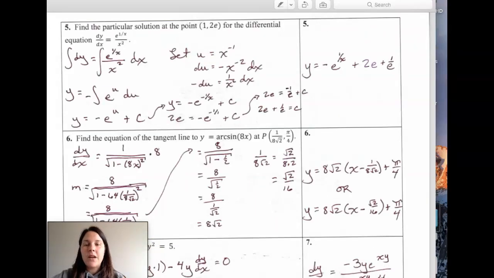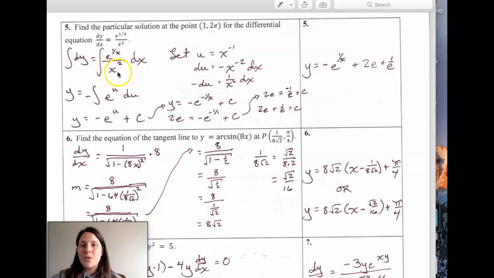All right, example 5, we're looking for a particular solution instead of a general solution. So we're given a point so that we can solve for c. Start by integrating, separating those variables again. This time, let u equal x to the negative 1, which is that exponent for e. You could rewrite that with a negative power instead, because when you take the derivative, you get that negative x to the negative 2 dx, which is the same thing as that 1 over x squared.